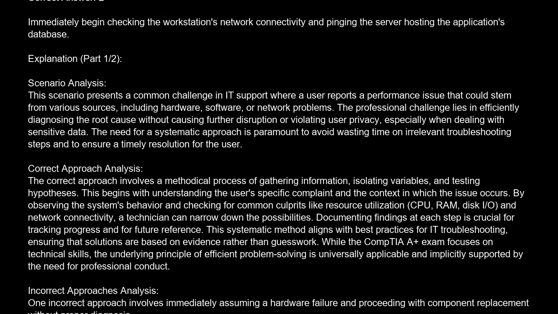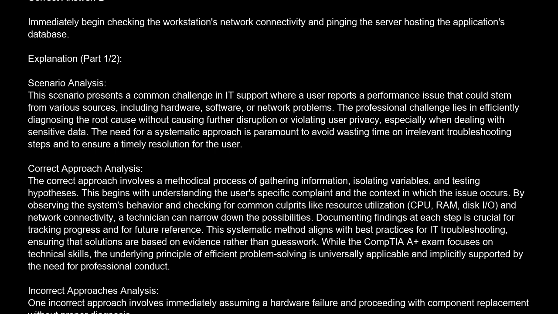The correct answer is D. Immediately begin checking the workstation's network connectivity and pinging the server hosting the application's database. Explanation. Scenario analysis. This scenario presents a common challenge in IT support where a user reports a performance issue that could stem from various sources, including hardware, software, or network problems. The professional challenge lies in efficiently diagnosing the root cause without causing further disruption or violating user privacy, especially when dealing with sensitive data. The need for a systematic approach is paramount to avoid wasting time on irrelevant troubleshooting steps and to ensure a timely resolution for the user.